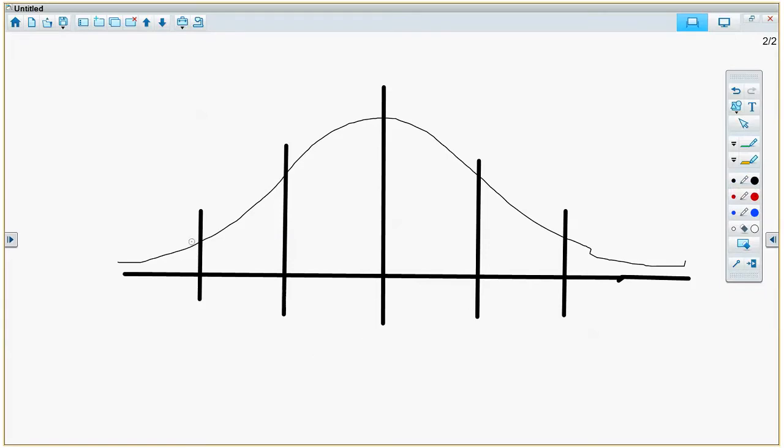So in the first part of 7.2, your mean is going to be equal to 0, and your standard deviation is going to be equal to 1. That's in the first part of the section. So here I'm going to put 0, 1, 2, -1, and -2. So these are z-scores.